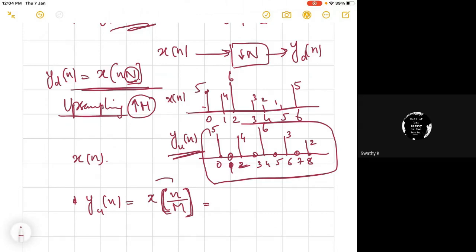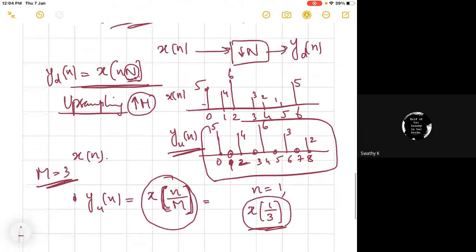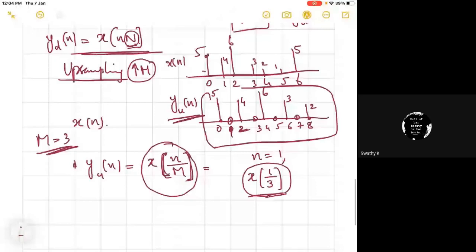So suppose you have n equal to 1, and suppose m is say 3. If I give n equal to 1, this will be x of 1 by 3, which is meaningless because x of n takes integer values only. x of n has a value only when you have an integer inside.